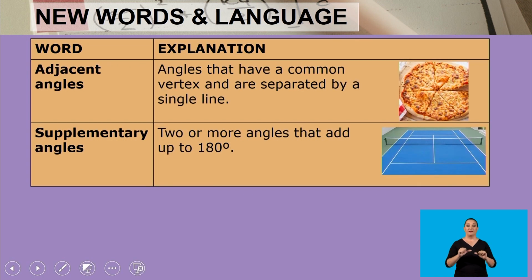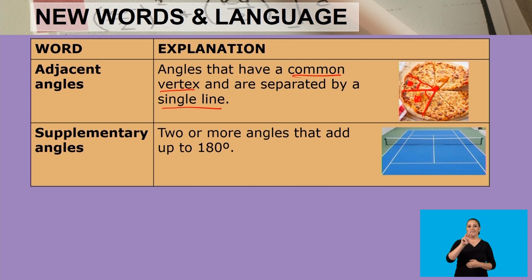Then we also looked at adjacent angles, and we said they are next to one another, divided by a single line, and they have a common point or a common vertex, a point where they all meet. Like in that pizza, we said the center was the vertex, and the angles that were formed there, these two pieces of pizza, I'll mark them with those circles. Those two pieces are next to one another, so they are adjacent, and they're divided by one line in between them, and they have a common point where they both meet.